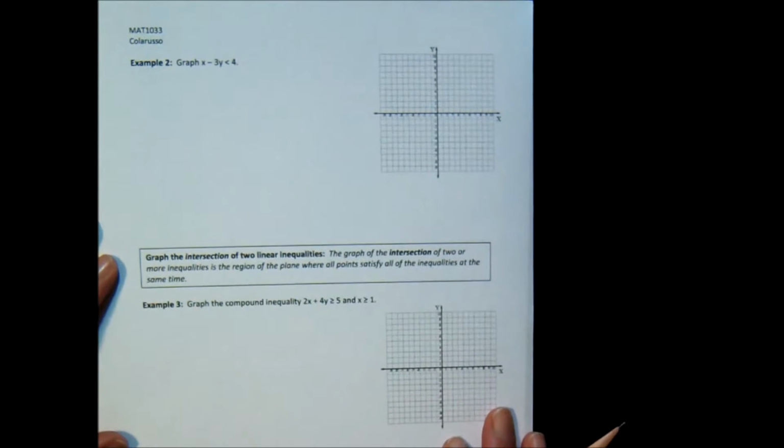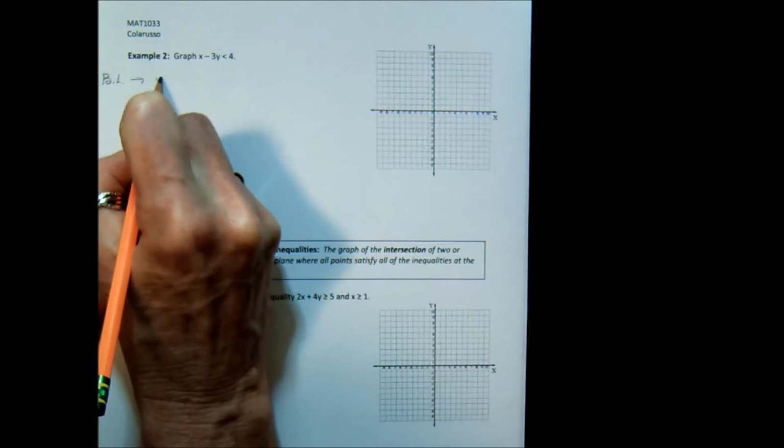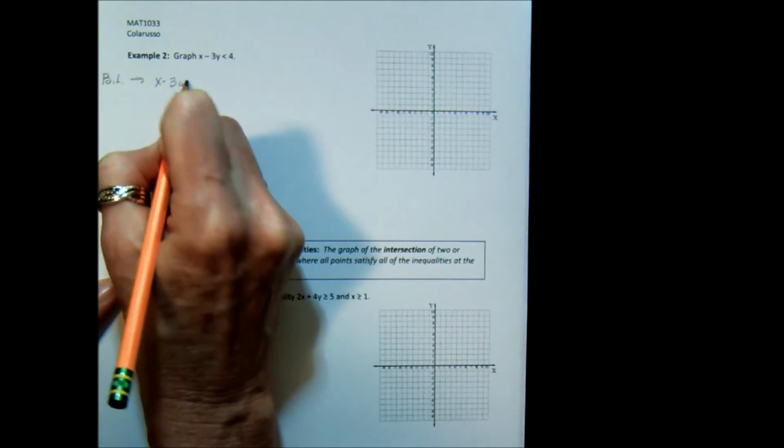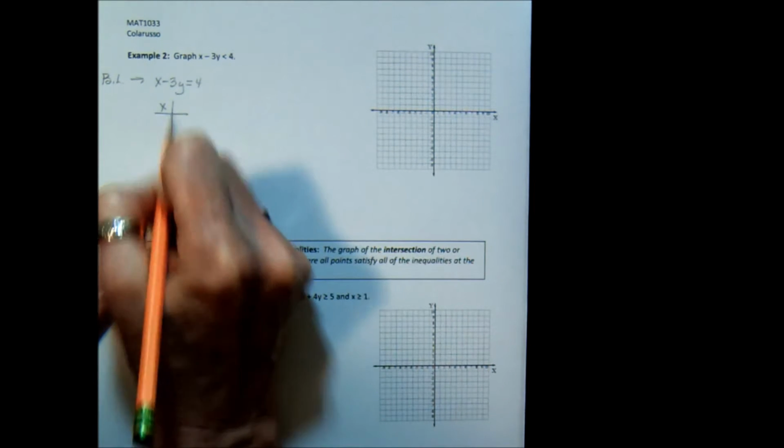Let me get one sheet at a time here. Our next example, example 2, says graph x minus 3y is less than 4. So we're going to use the same process. We're going to graph the boundary line first, which is x minus 3y equals 4. We will do our XY table.